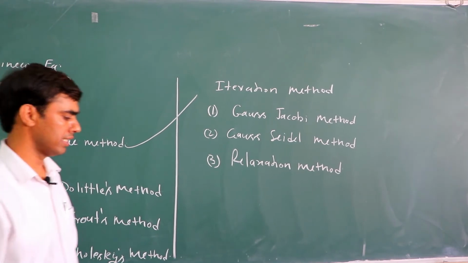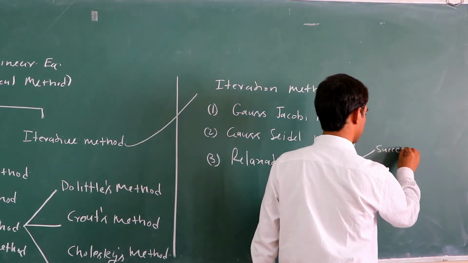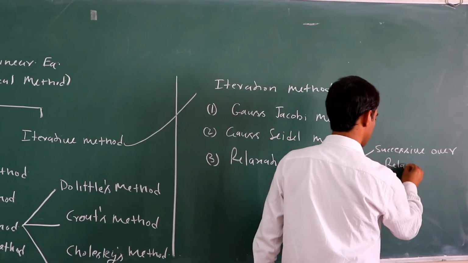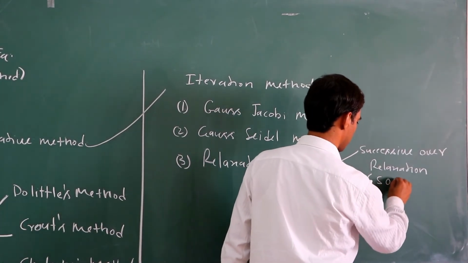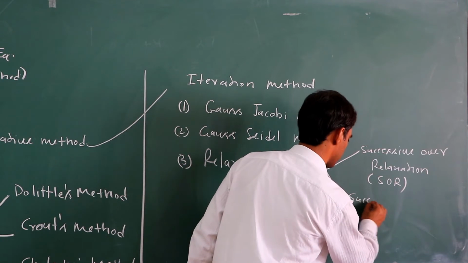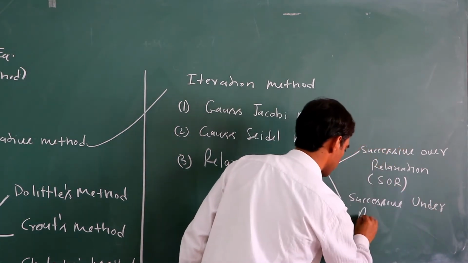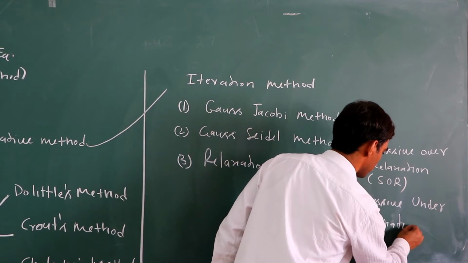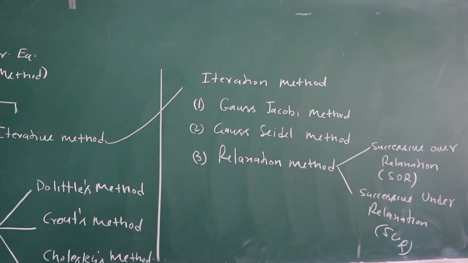The relaxation method is again categorized into two parts: successive over relaxation, in short form known as SOR, and successive under relaxation, in short form known as SUR.